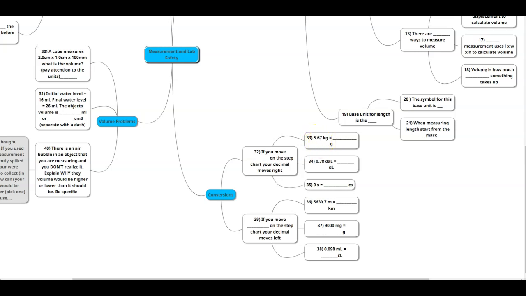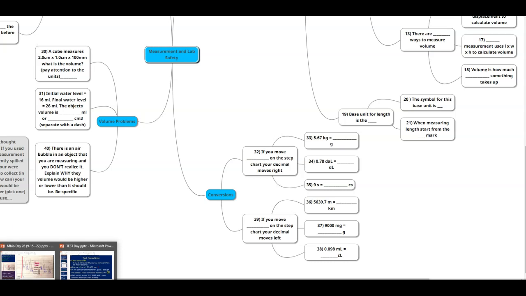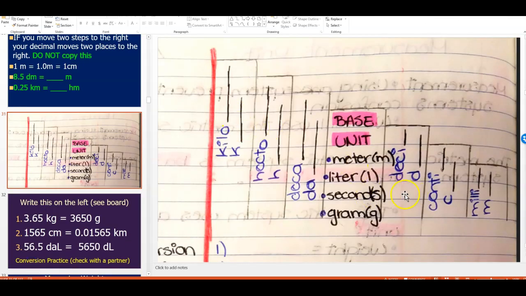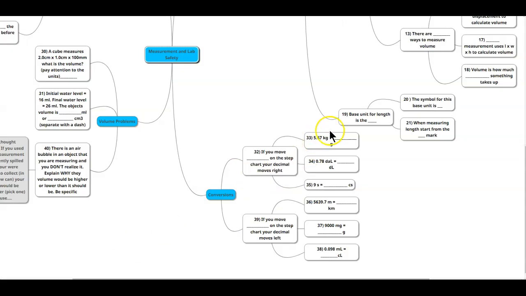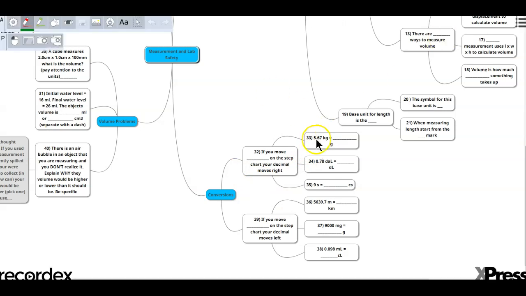You're going from kilograms to grams, so 5.67 kilograms. You're here trying to get here, and that means your decimal is going to move 1, 2, 3 to your right. I'll do it over here: 5.67. So I'd go 1, 2, 3. My decimal would stay there. I put in a 0, so 5,670.